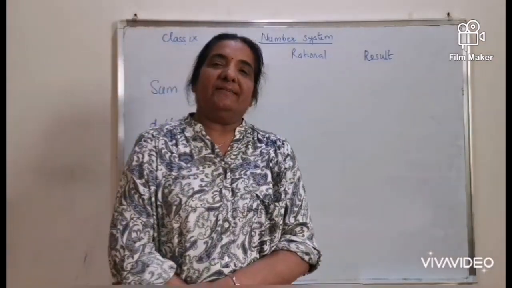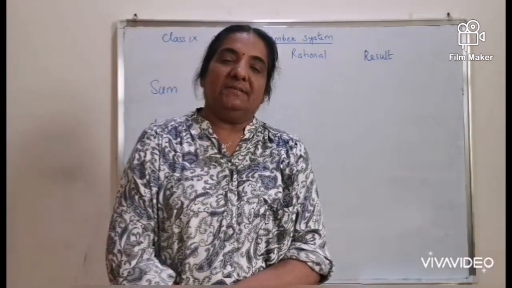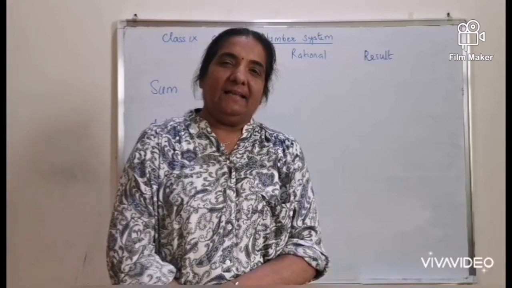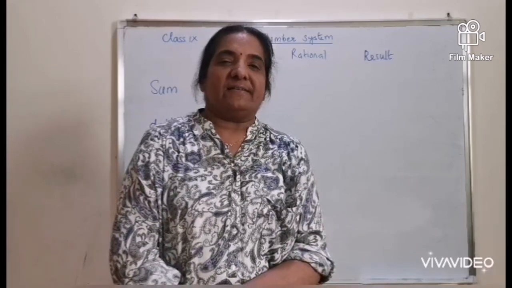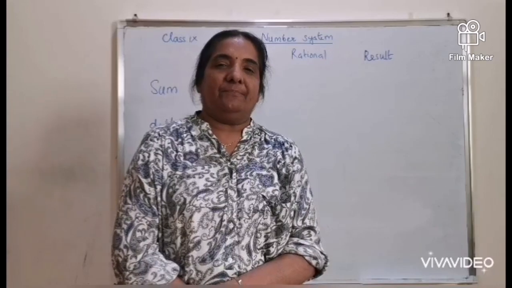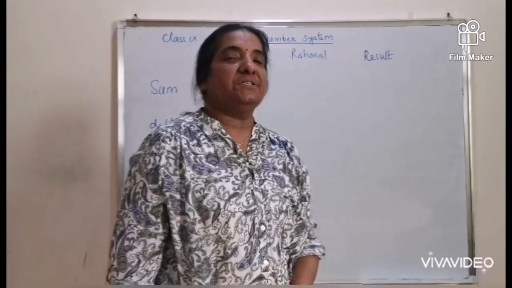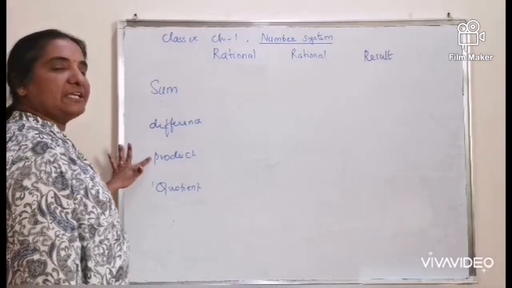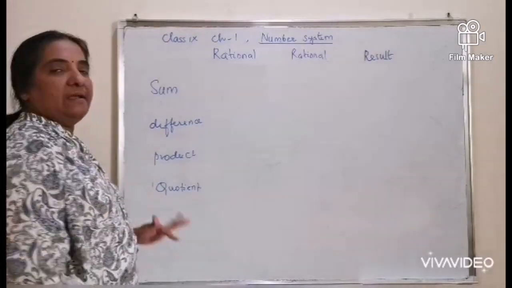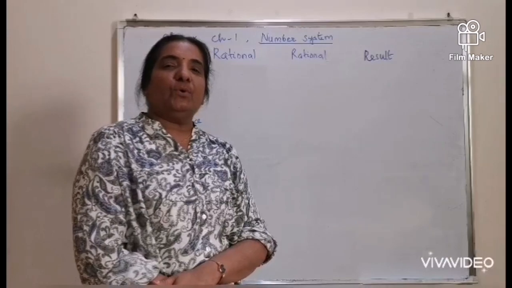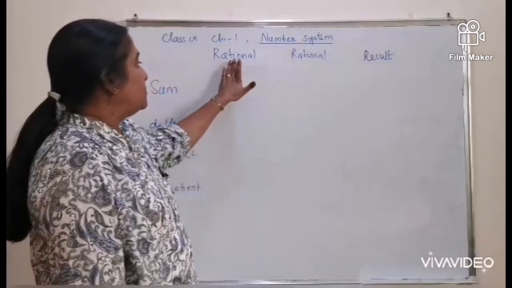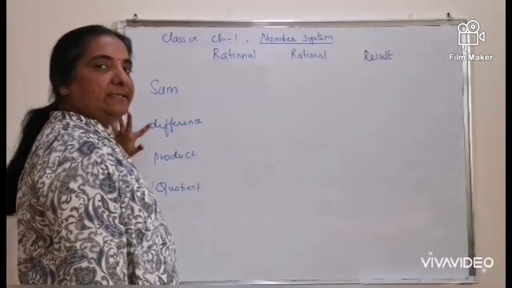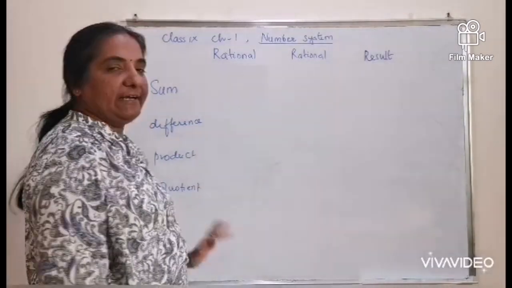Good morning, children. After discussing rational numbers and irrational numbers in detail, let's derive some facts between them. The four fundamental operations in maths are addition, subtraction, multiplication and division. Let's see what will happen when two rational numbers are added, subtracted, multiplied or divided.